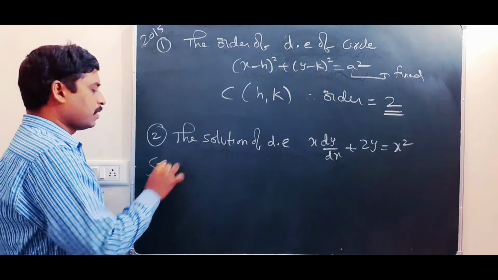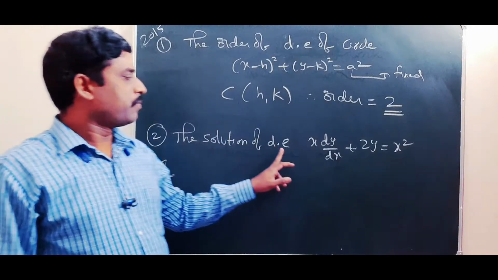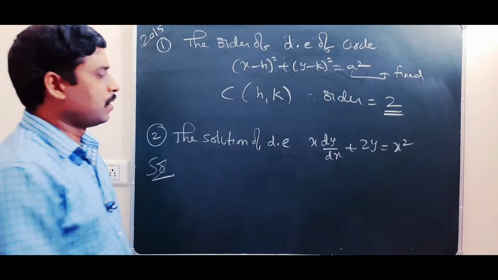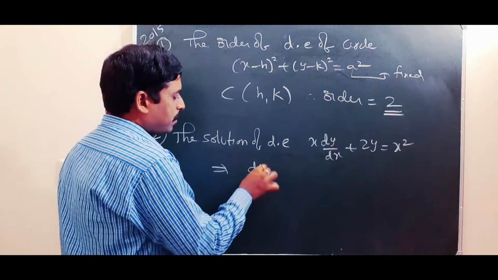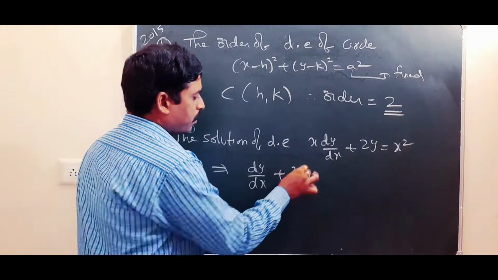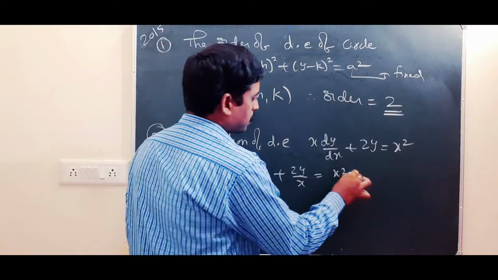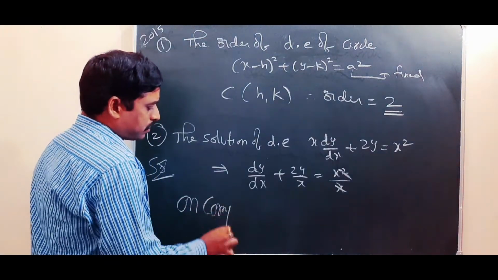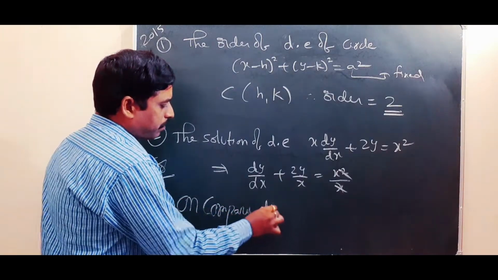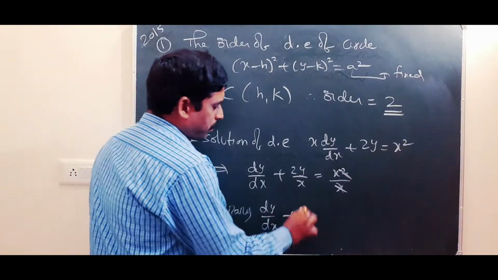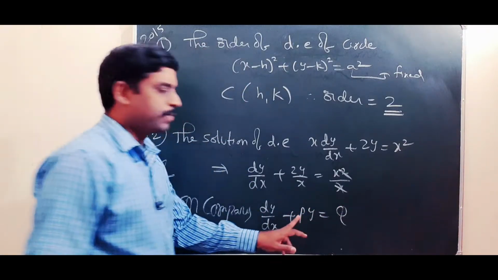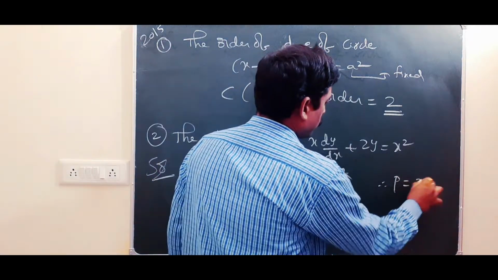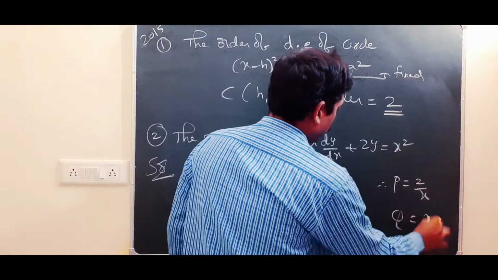Now I am going to explain the solution of the differential equation x dy by dx plus 2y is equal to x square. Now divide by x on both sides. Dy by dx plus 2y by x is equal to x square by x, which is nothing but x. On comparing with dy by dx plus py is equal to q, p is equal to 2 by x and q is equal to x.